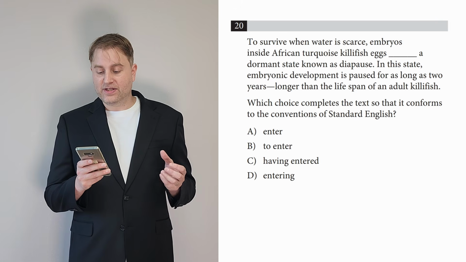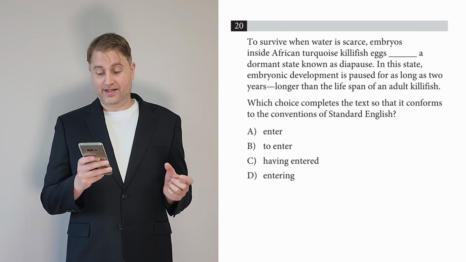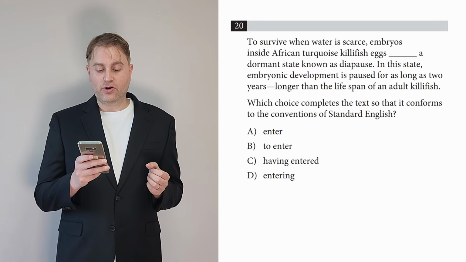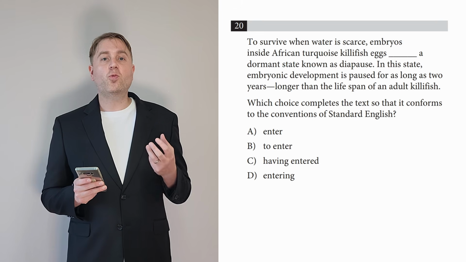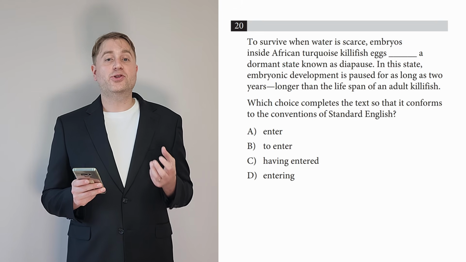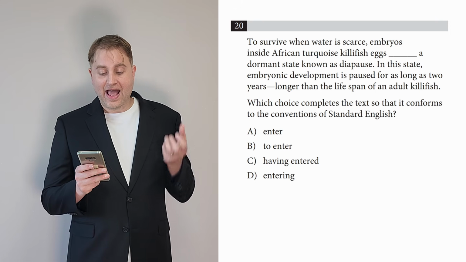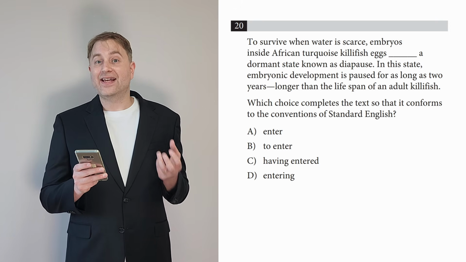Now again, we have a subject, embryos inside African turquoise killifish eggs. And we need to supply a fully conjugated verb. Now looking at our list, this becomes a pretty easy question. There's only one verb that's actually put into a real verb tense, and that is A, enter. African turquoise killifish eggs enter a dormant state known as diapause.